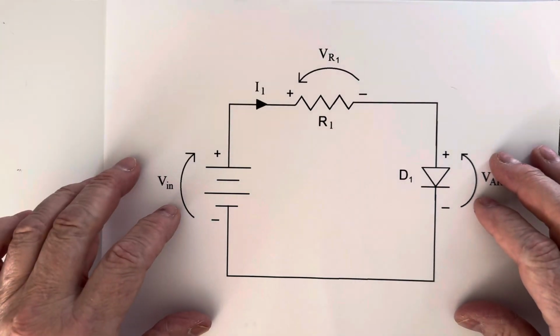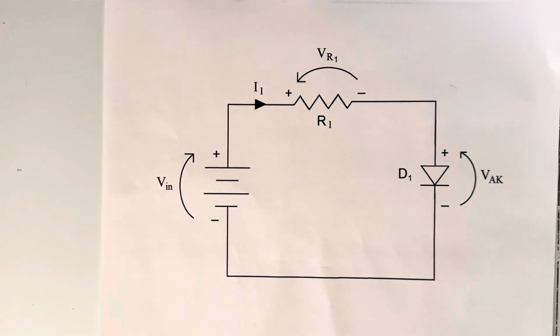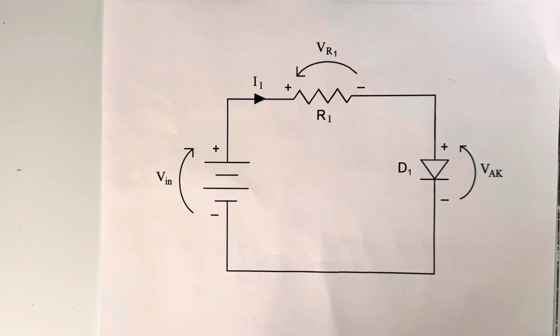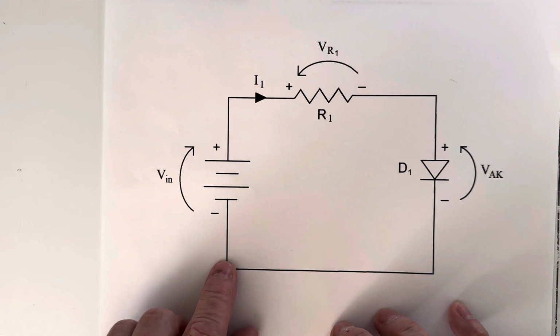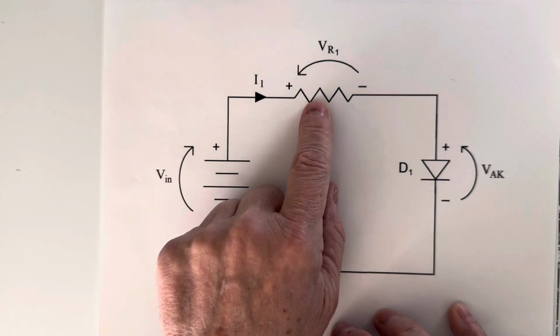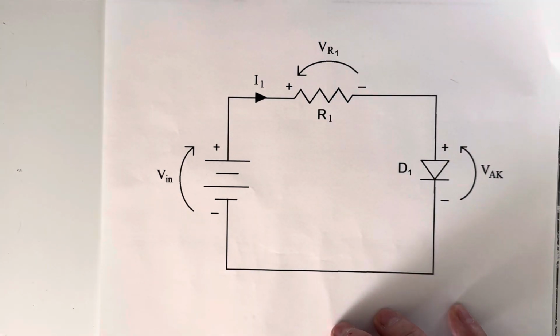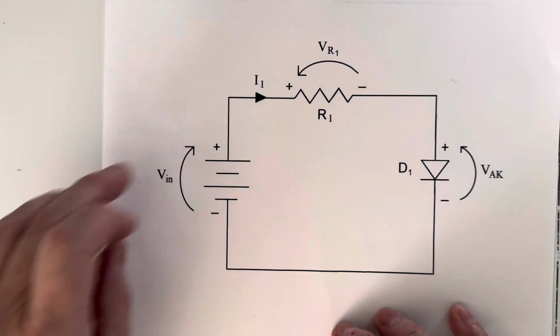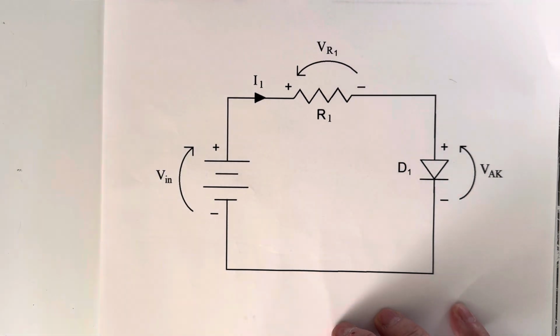All right, here's a diode in a circuit. I'm ending with this just to show a little bit of the notation that I'm going to be using and some of the symbology. But on the left, we've got a battery that's connected to a resistor and a diode. The battery has a voltage associated with it that I'm going to call V in.